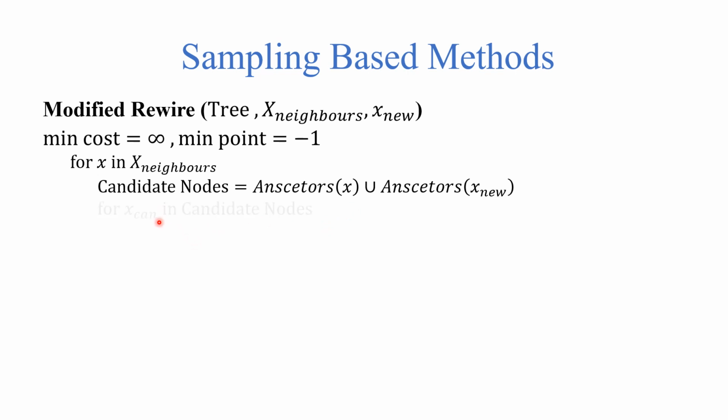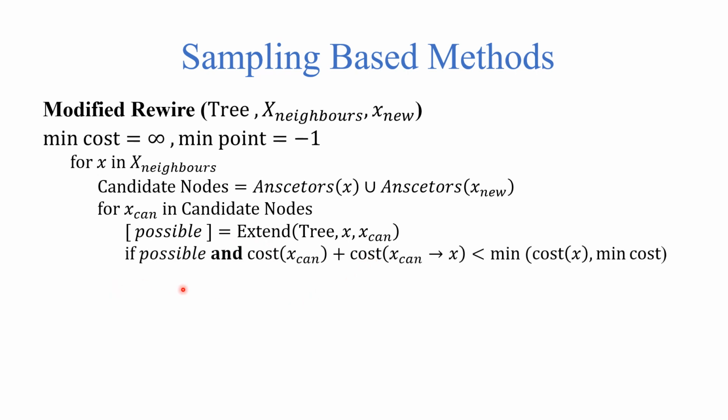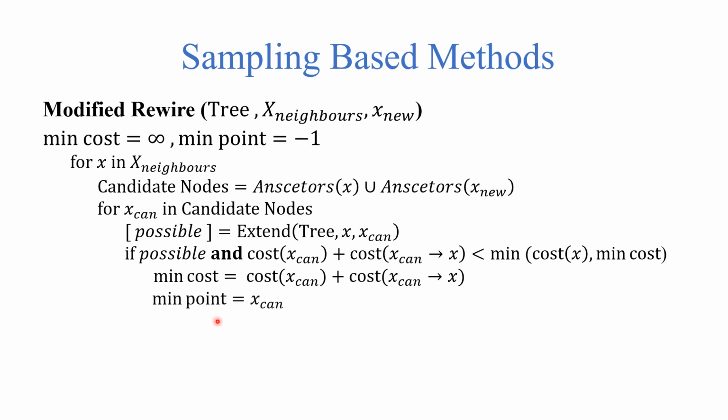For each of the candidate nodes in this set, we're going to try to extend from x to x can. If that's possible, and we find that the cost of arriving at the node x from the candidate point x can is less than the current minimum cost, we're going to update the minimum cost, and we're going to save the candidate point that achieved such minimum cost.